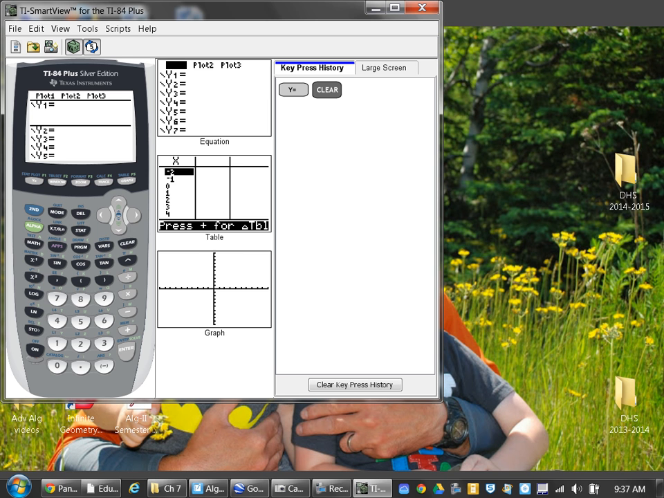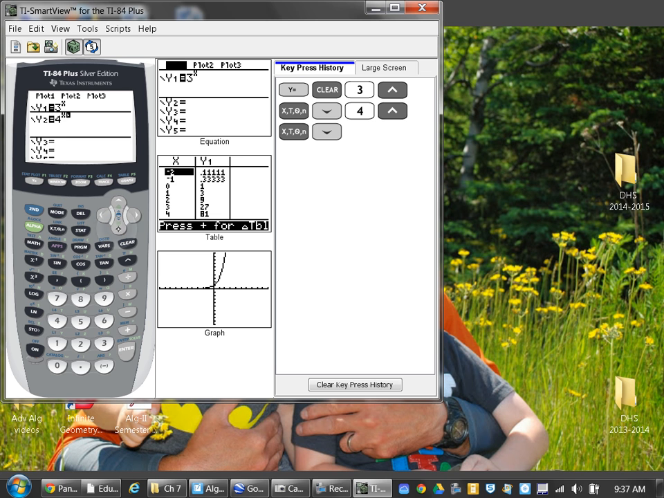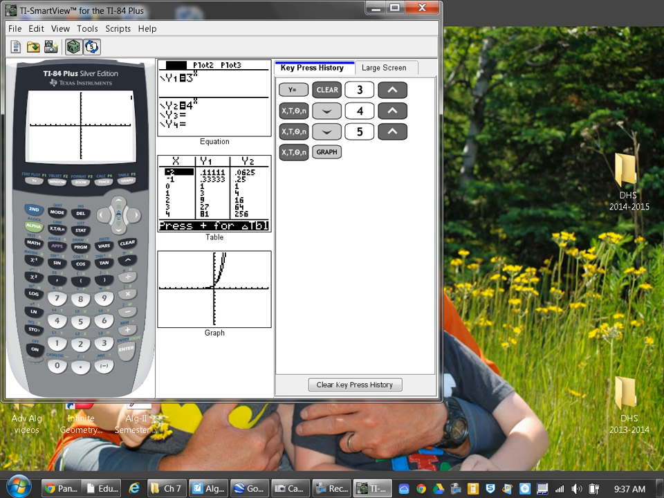Was it 4 to the x, 5 to the x? Yeah. 3 to the x, 4 to the x, 5 to the x. So when you looked at these three graphs, what can you tell me about them? They're all similar. They go up. What's changing as the numbers change? The angle, how steep it is, the steepness, the rate of increase.